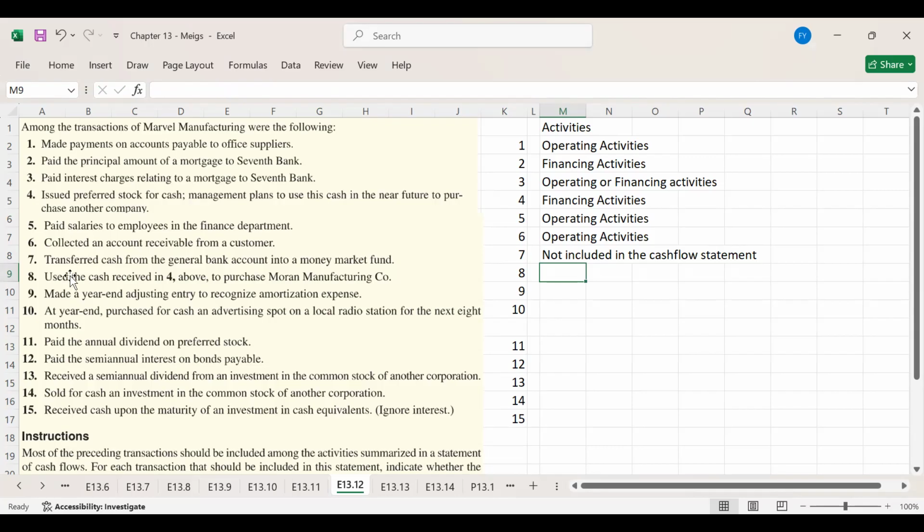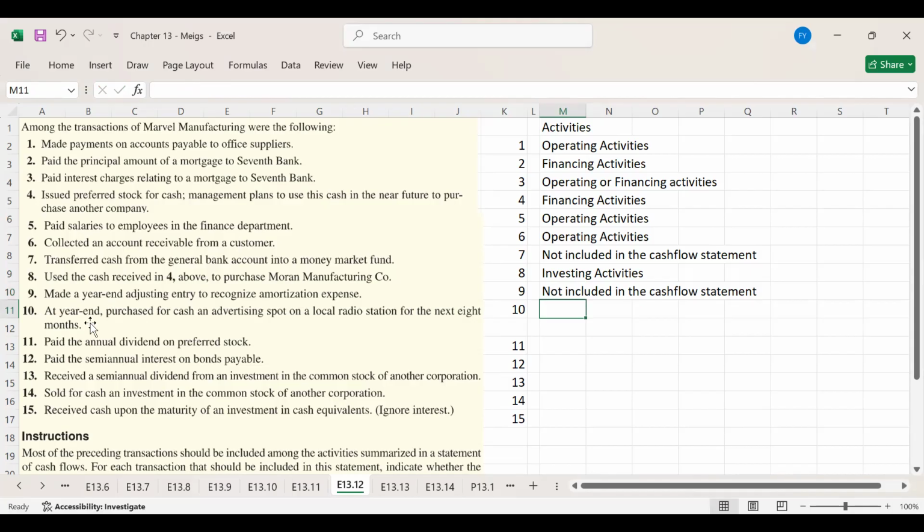Number 8, use the cash received in 4. Here, the company received cash by issuing preferred stock to purchase a modern manufacturing company. So the company is investing in another company. So this would be investing activities. Ninth, made a year-end adjusting entry to recognize amortization expense. As we have discussed in the previous example, depreciation is a non-cash expenditure. Likewise, amortization is also a non-cash expenditure, and this should not be included in the cash flow statement.